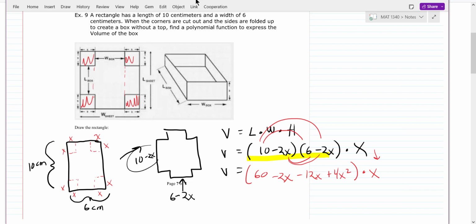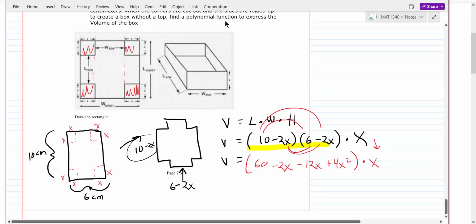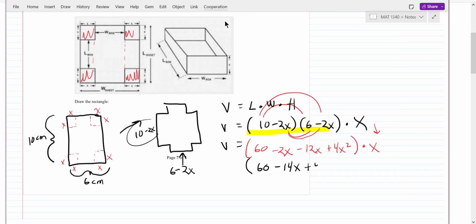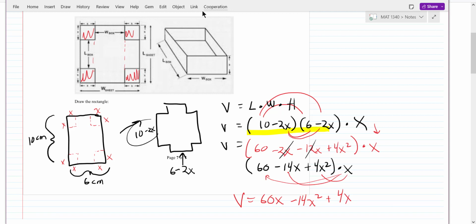Okay, so we've done plenty of foiling. We do that every now and then in here. So this would be 60 minus 32x plus 4x to the second times x, because I'm just putting together the like terms. Okay, now the other thing I got to do is multiply the x, distribute that x through there. So when we distribute x, we're going to have the volume will be 60x minus 32x to the second, and then plus 4x to the third.